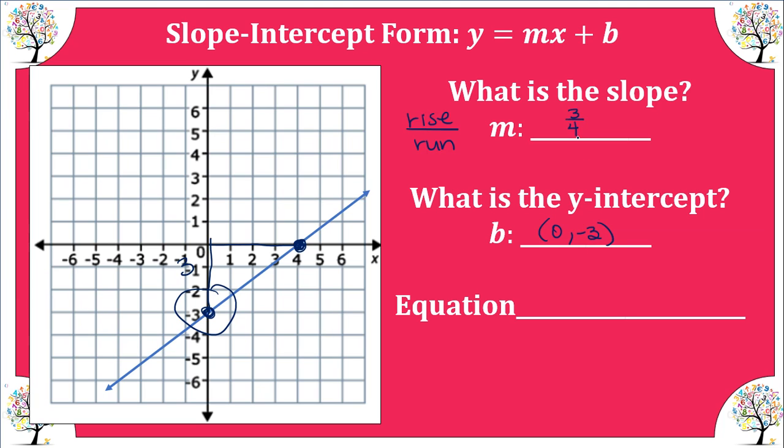This is the b value, and this is the m value, and we put it all together. y equals 3 over 4x minus 3.